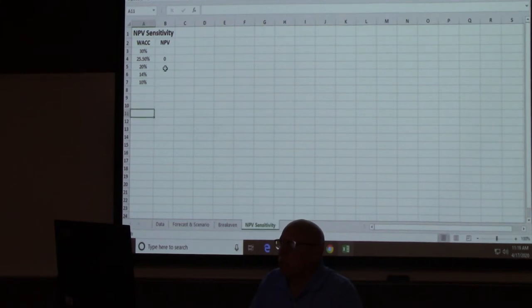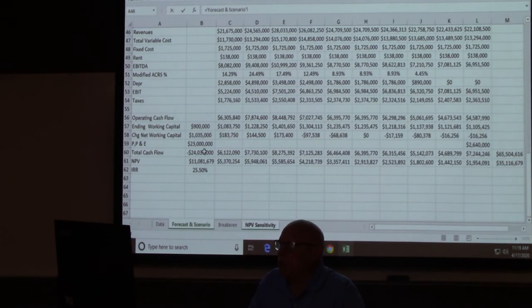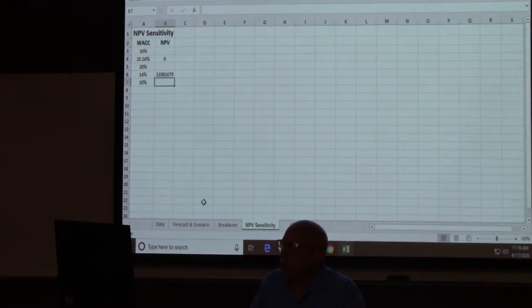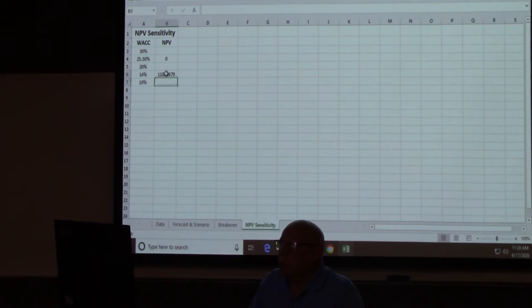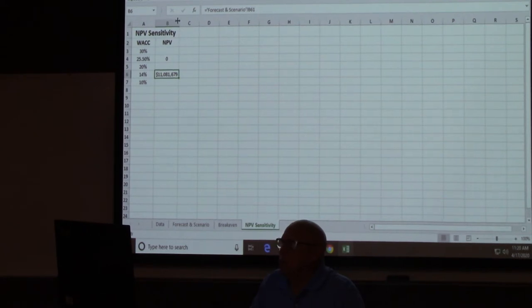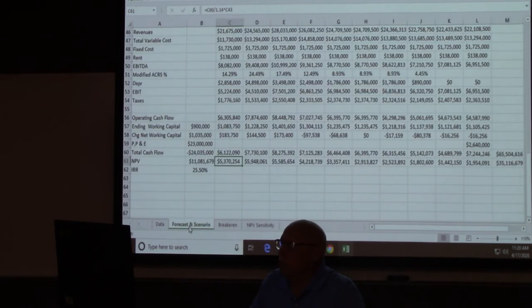Okay, so at 14%, we know that the net present value is that. Let's open that up a little bit, and I think we can make this currency and take the two zeros out, there we go. Let's make sure it's capturing that number correctly, and it is. All right, now, so simple to do, we're going to change this to 10%.